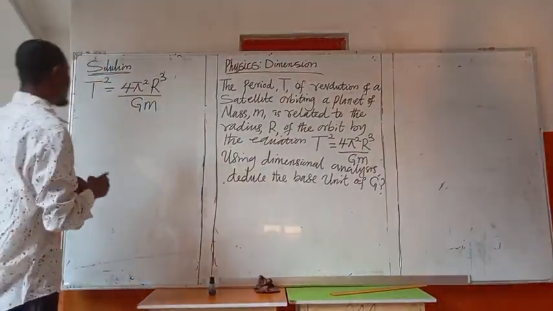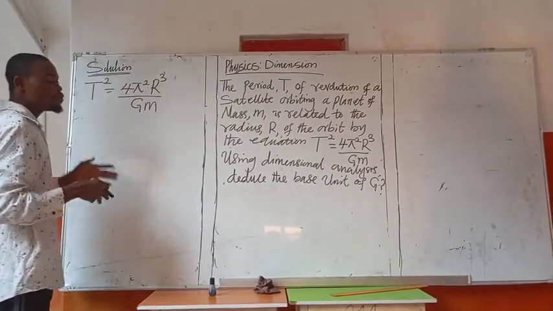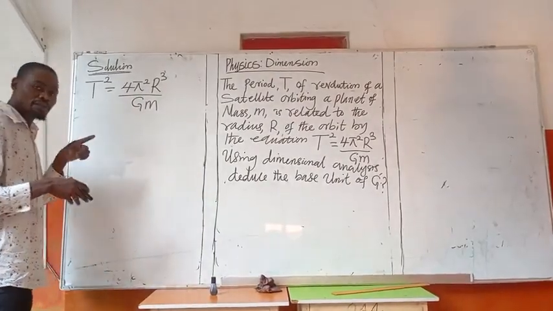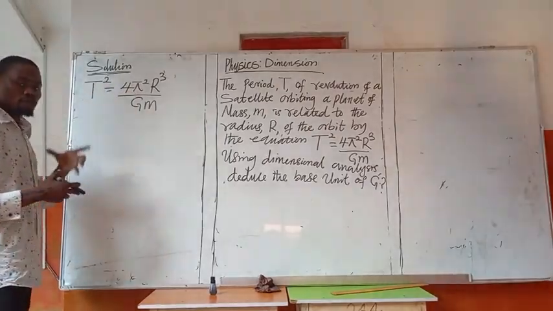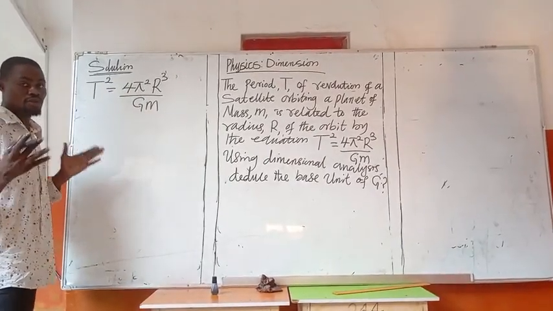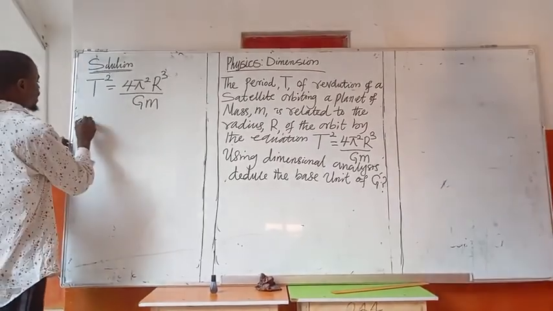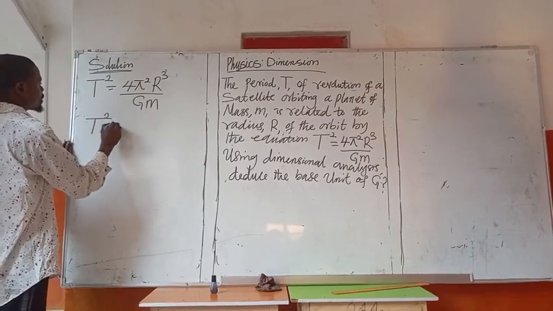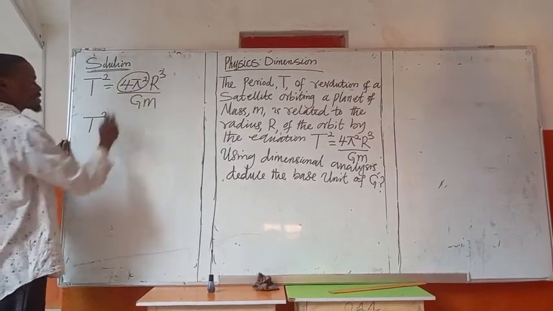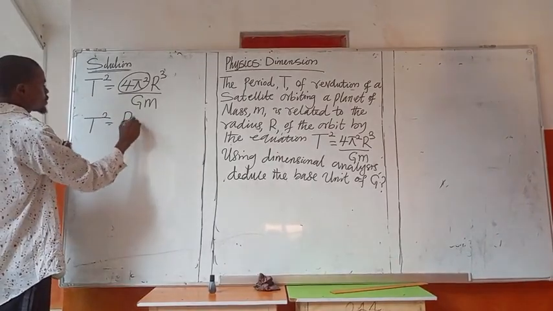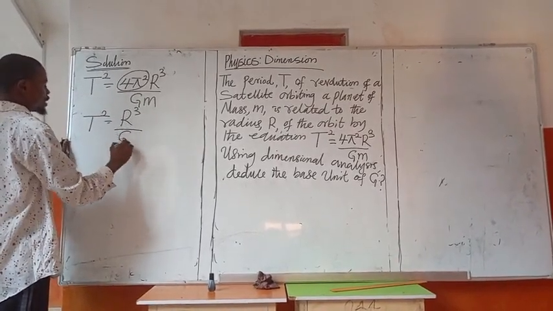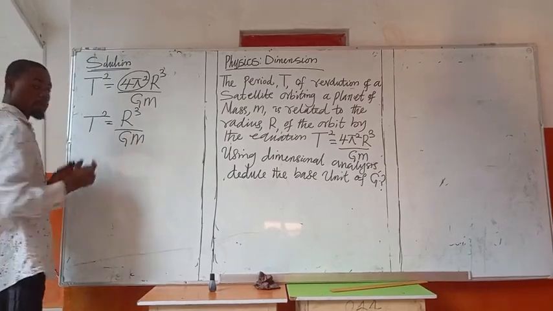Which means that before I do that, I will remove all the constant values and numbers. Remember, pi is a constant value, 22/7. We are not going to use it for dimensional analysis. Which means we are going to have T squared is equal to, I'll remove this constant, r cubed all over GM. It will make my work easier.